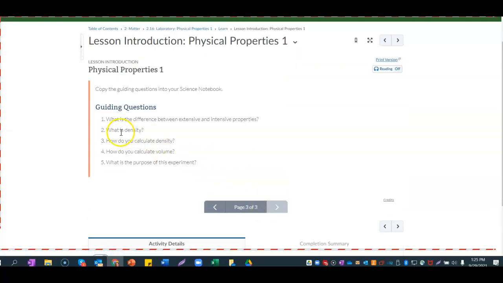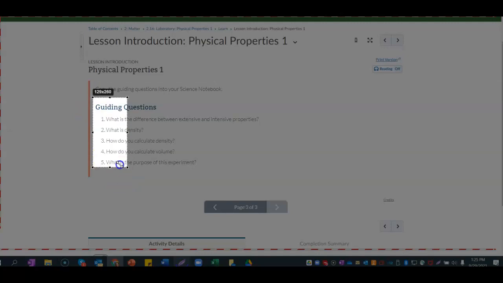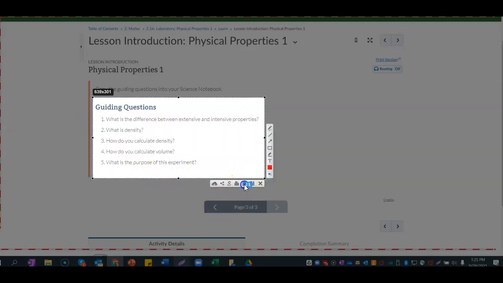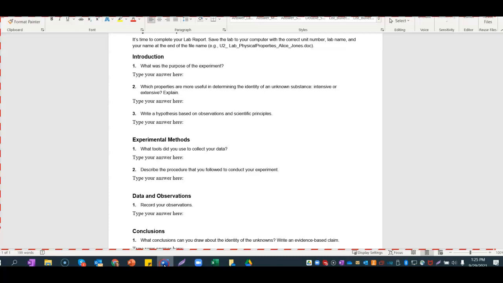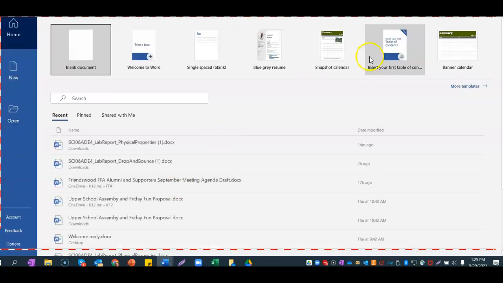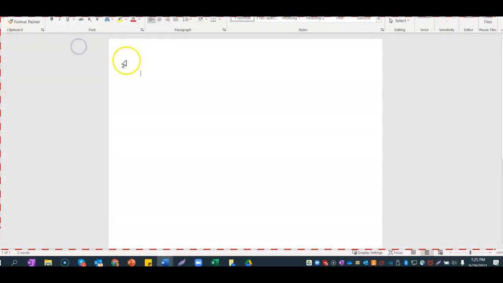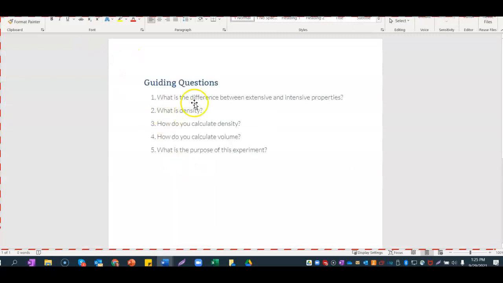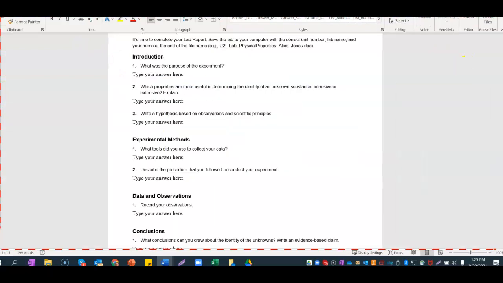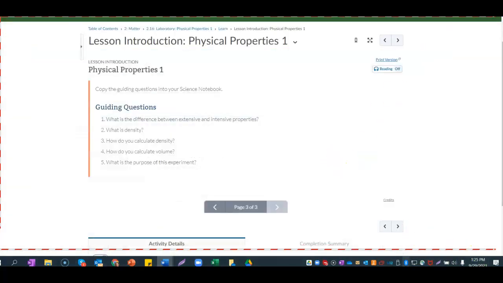And your guiding questions that we're trying to answer. As we go through the first few slides, you'll be able to answer all of these. So have your notes out, and remember, what I like to do is just take a little screenshot and open up a new Word document and just paste those there so I can keep it open over to the side as I read and answer those questions as I go.